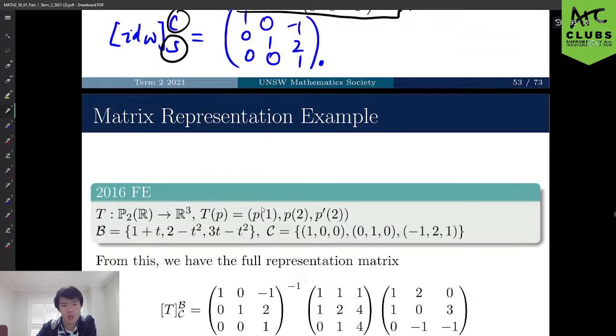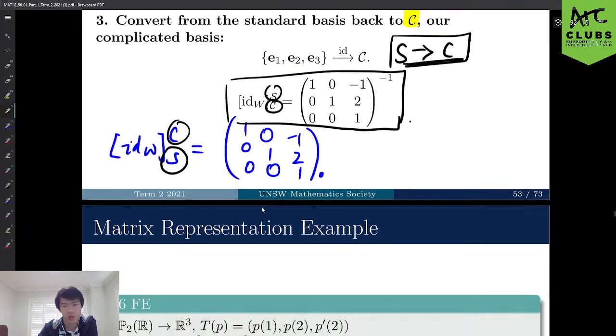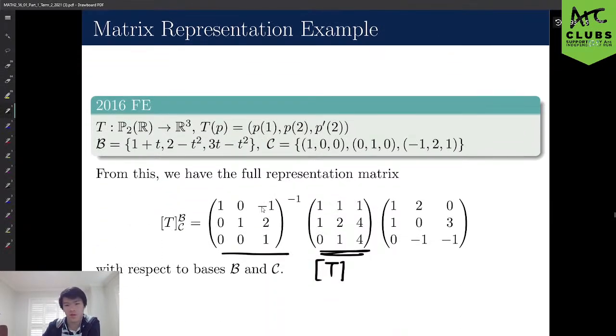Right, so putting all the steps together, we get this. So we get 1, 0, minus 1, 0, 1, 2, 0, 0, 1, the inverse of that, which is what we just had. Then we have this matrix, so T with respect to B and C. And then we have the first matrix we calculated. And that's our full matrix.